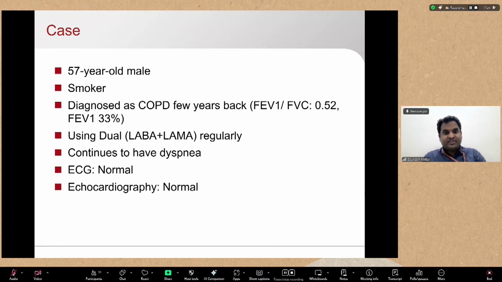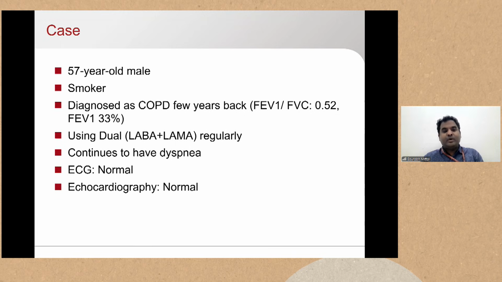Our patient is a 57-year-old male who is a smoker and who was diagnosed with COPD a couple of years back. His current PFT shows an FEV1/FVC of 0.52, which is an obstruction, and FEV1 is 33% of predicted, suggesting a severe obstruction. He is on treatment for COPD with dual bronchodilator therapy, but the problem is he continues to have dyspnea. When he was evaluated, it was thought that he may have a cardiac problem. His ECG was normal and his echocardiography was normal. But since he continues to have dyspnea, a cardiopulmonary exercise test was ordered.